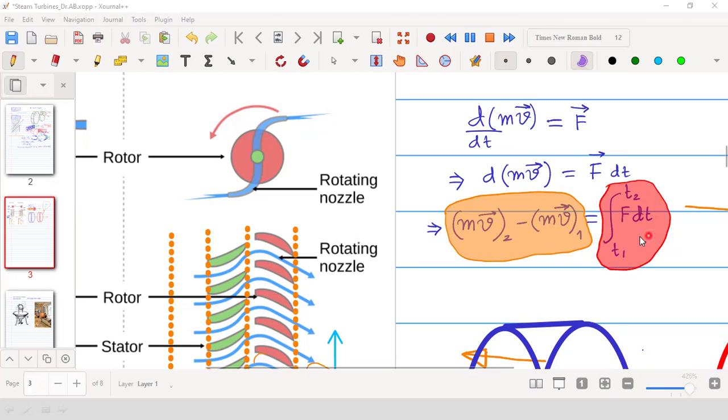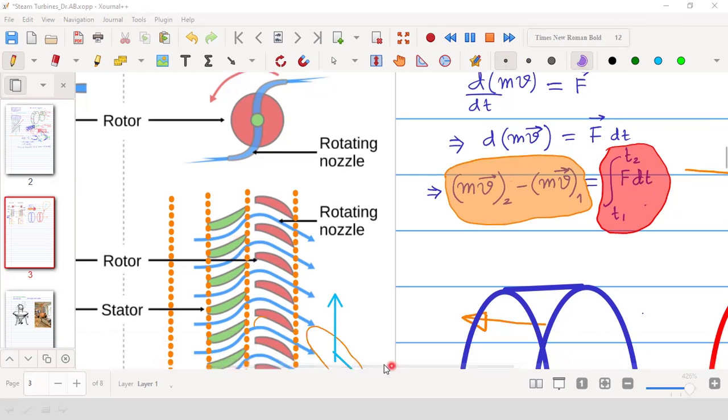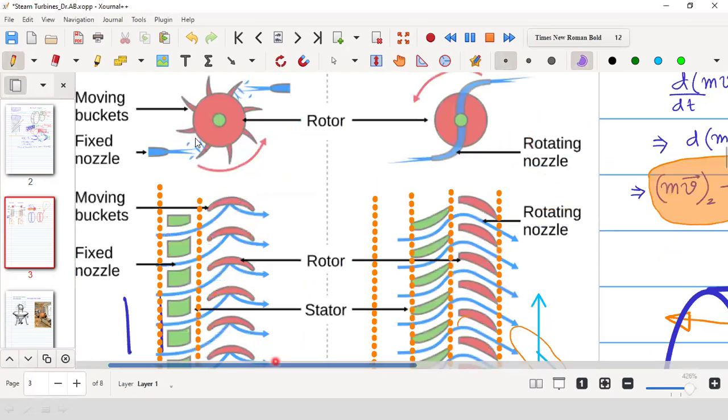That means if a force F acts over a time of dt, then there will be a change in momentum. So this will cause a change in momentum. Now you can consider that is happening. Say when the jet is striking, it is giving a force over some time, and therefore there is a change in momentum. So that is the impulse.